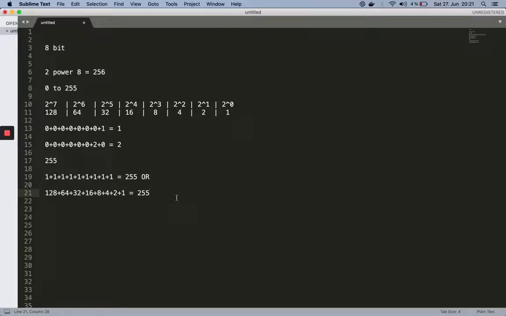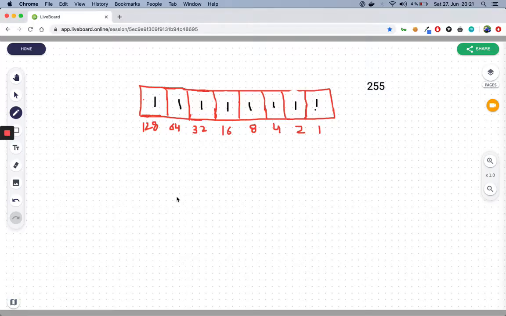But this number is negative, right? Because we have seen that half of the numbers are only positive, that is from 0 to 127. Then this number must be negative. So there is one bit which is a sign bit. The sign bit, I mean this particular last bit, if it is set to 1, that means it is a negative number. If it is set to 0, then it means it's a positive number.